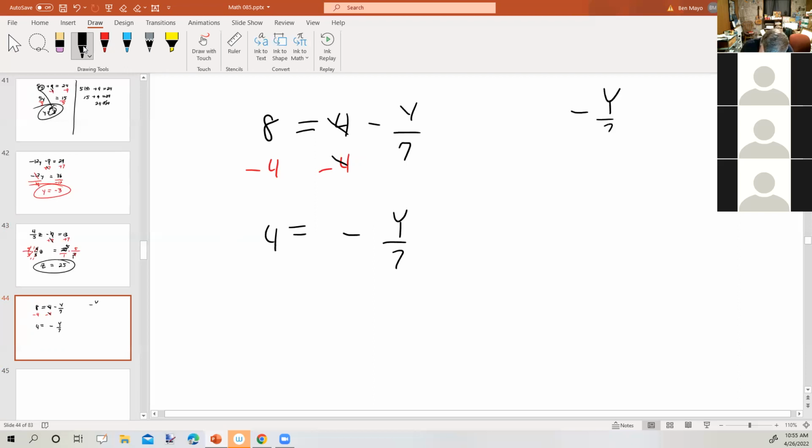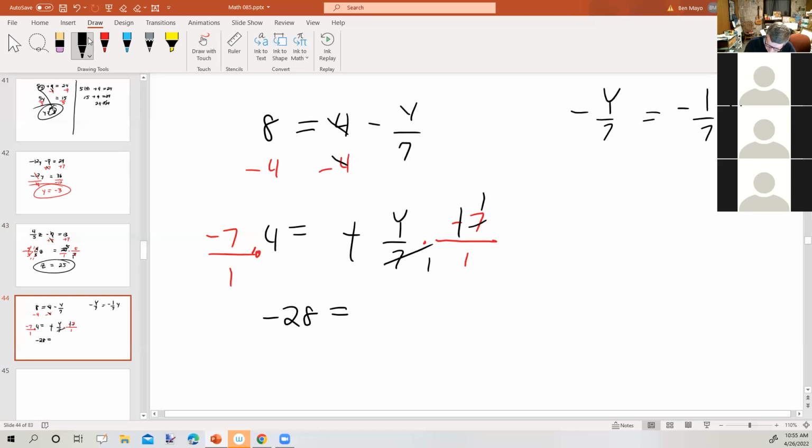Well, negative y over 7 is the same thing as negative 1/7 y, isn't it? So the coefficient would be negative 1/7. We'd multiply by negative 7 over 1, or just negative 7. On the left side, -7 times +4 is -28. On the right side, negative times negative is positive. The 7's reduced down and we get y equals -28. Any questions about what I just did there?